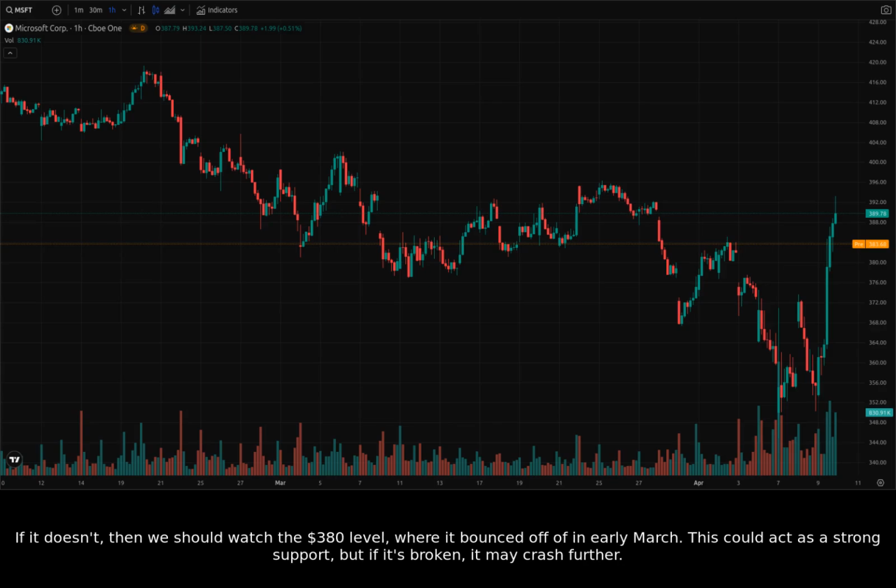If it doesn't, then we should watch the $380 level, where it bounced off of in early March. This could act as a strong support, but if it's broken, it may crash further.